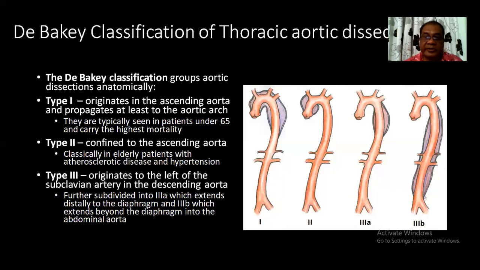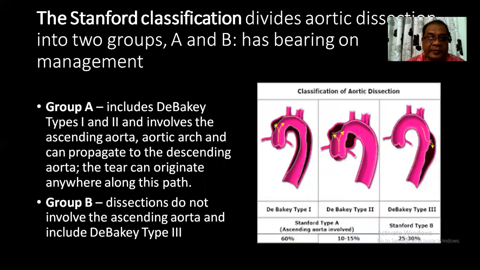Type 2 is confined to the ascending aorta. Classically, it occurs in the elderly patient with atherosclerotic disease or hypertension. Type 3 originates to the left of the subclavian artery in the descending aorta. It is further subdivided into type 3A, which extends distally to the diaphragm, and type 3B, which extends beyond the diaphragm into the abdominal aorta. The standard Stanford classification divides aortic dissection into two groups.